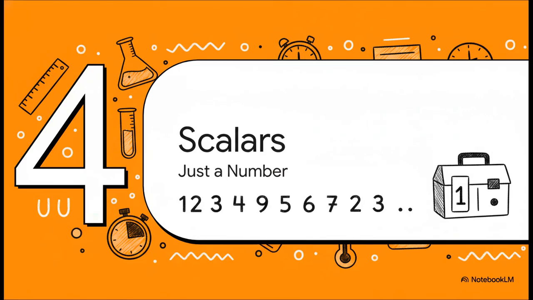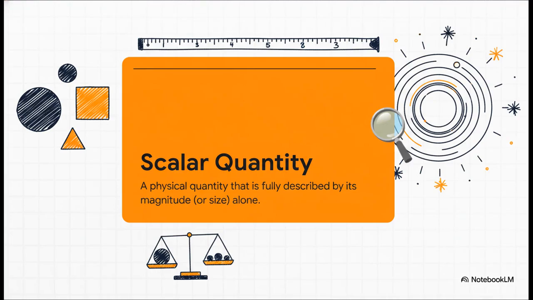All right, we've talked about the physical tools. Now it's time to add two conceptual tools to our box. We'll start with the things that you can describe with just a single number. These are what we call scalars. So what's a scalar? It's really just a quantity that only needs a magnitude, a size, to be complete. It tells you how much of something there is, but it says absolutely nothing about its direction.